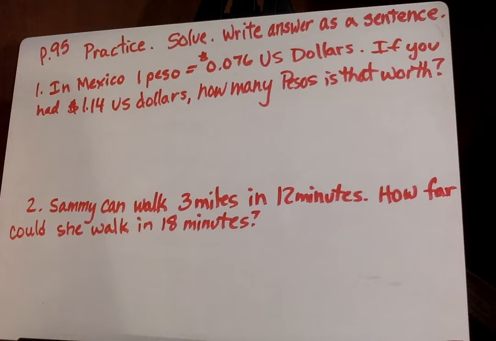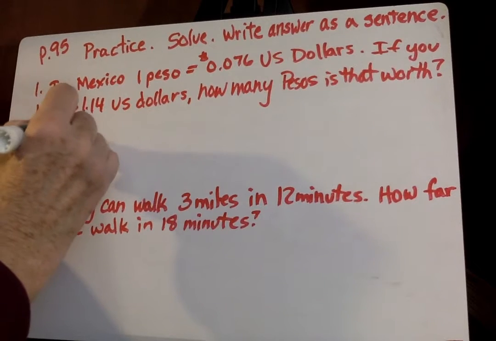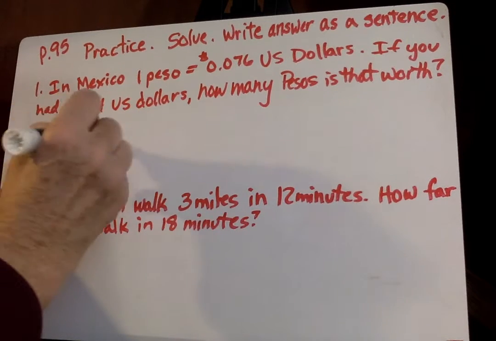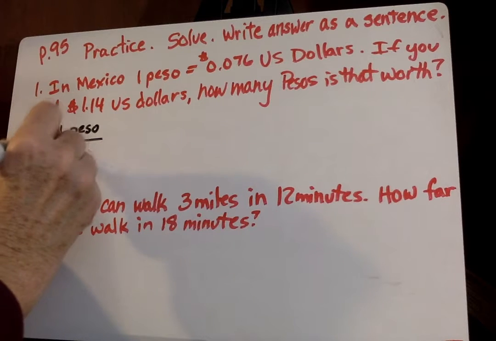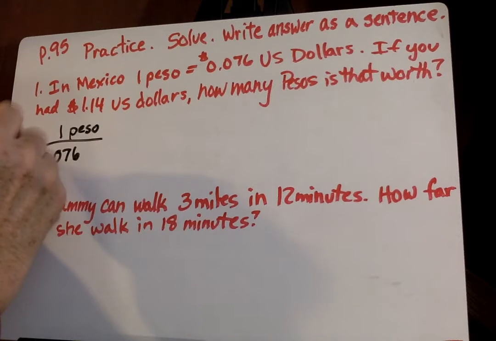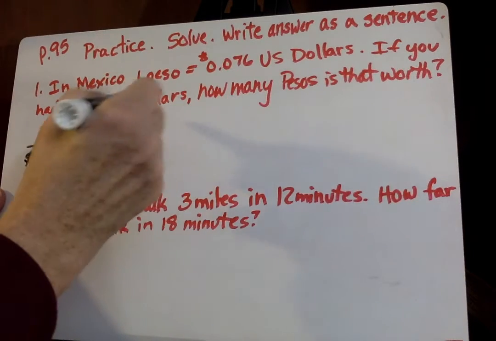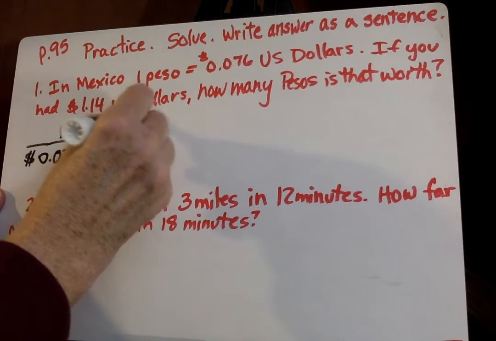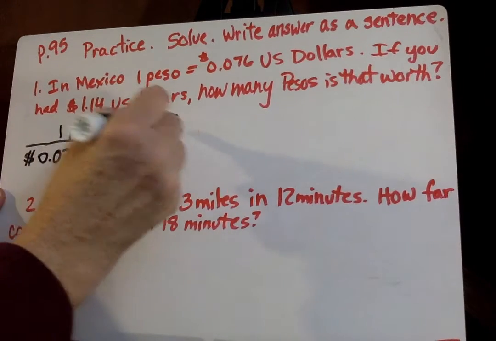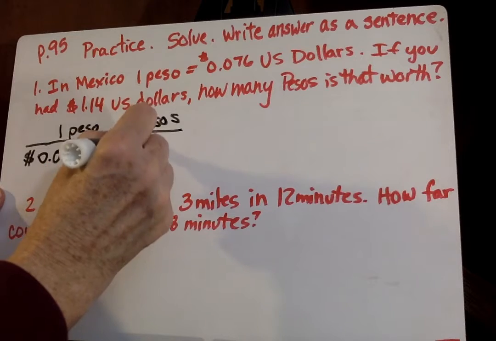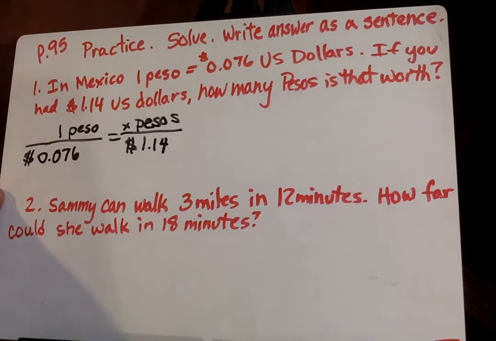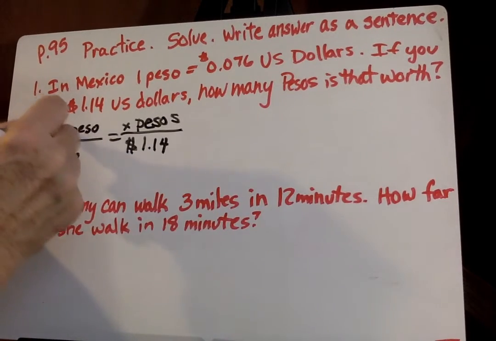So we go pesos to dollars. Okay, so we go 1 peso, $0.076 equals, they say how many pesos? And dollars is $1.14. So again, make sure peso, peso, dollar, dollar. Make sure they match up straight across. Now I'm going to draw my fish.